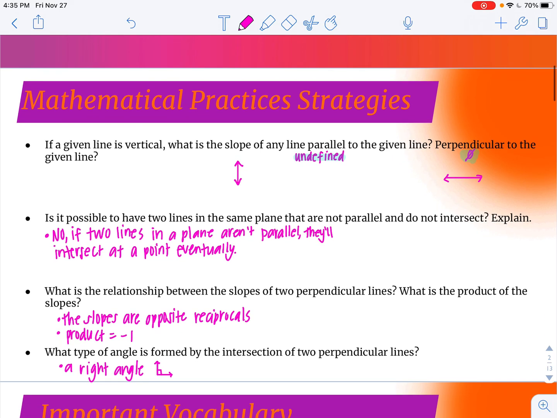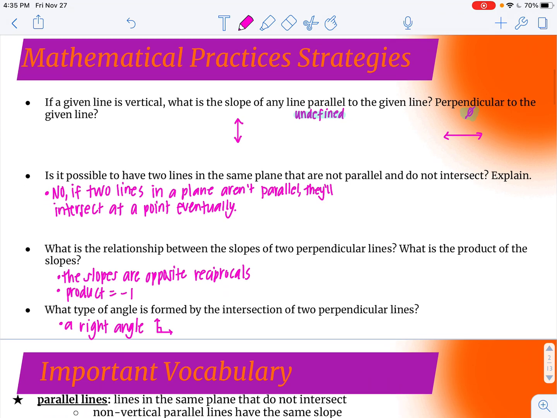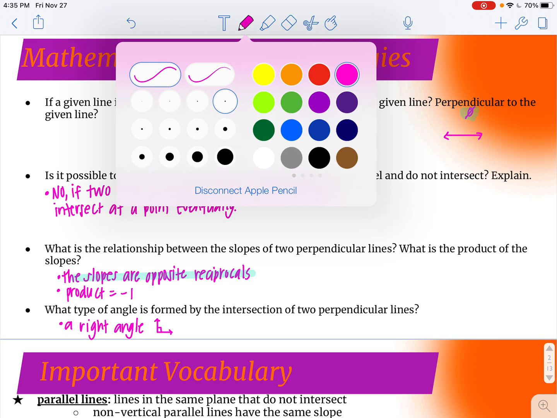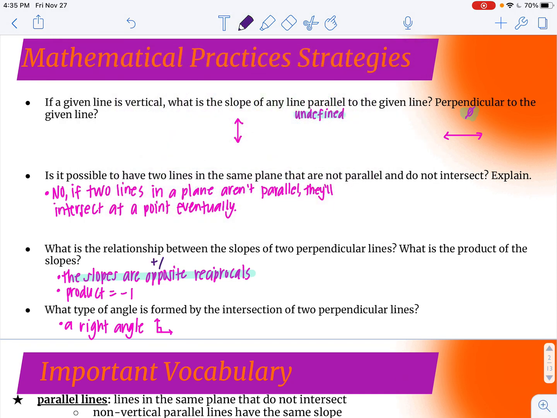point eventually. What is the relationship between the slopes of two perpendicular lines, and what is the product of the slopes? Well, the slopes are opposite reciprocals. So opposite meaning positive and negative, and reciprocals meaning if you have A over B, your reciprocal is B over A. And then their product, if you were to multiply those, would be -1, because you would have one positive and one negative and a reciprocal.